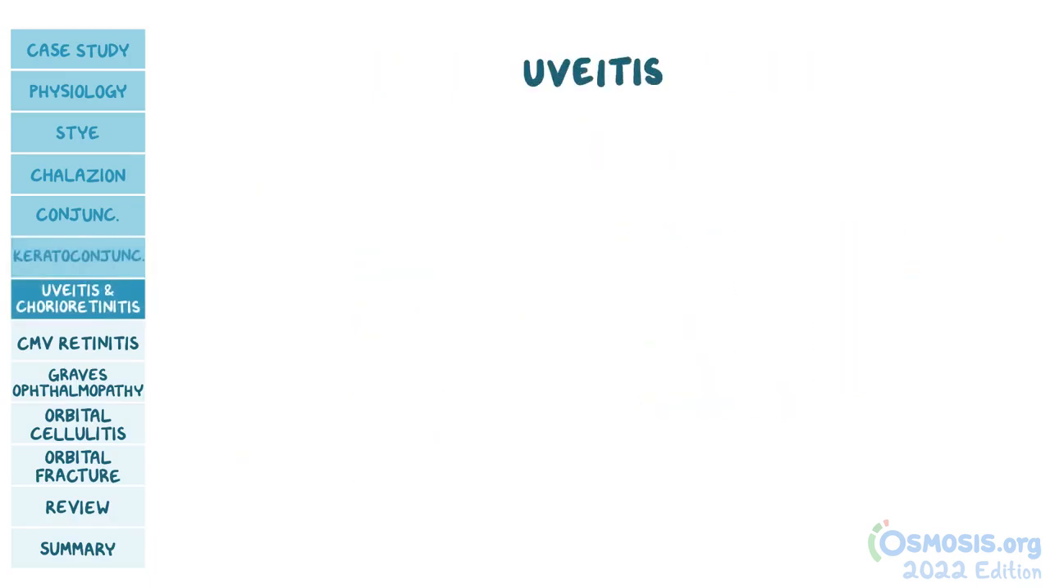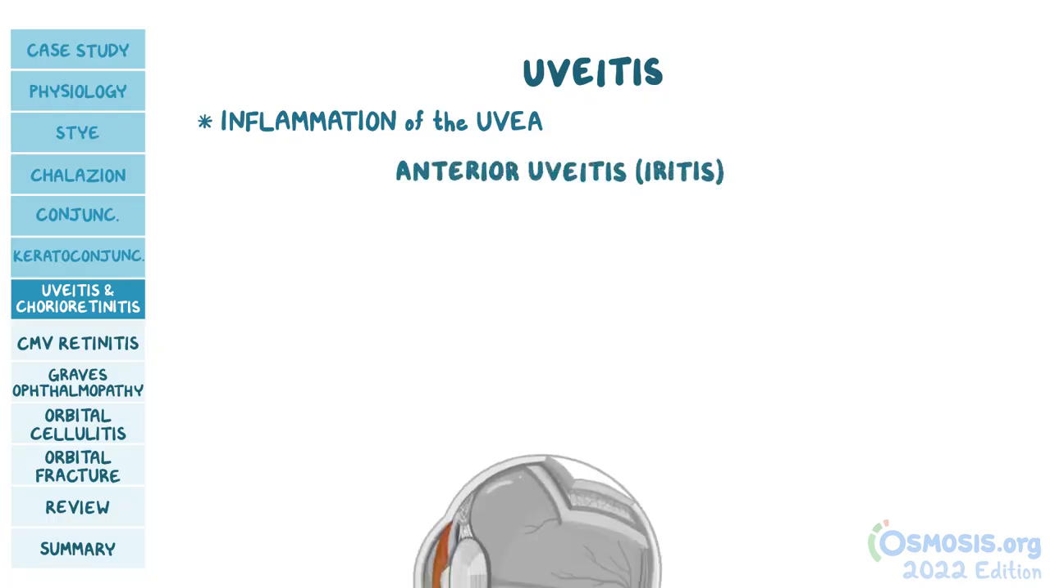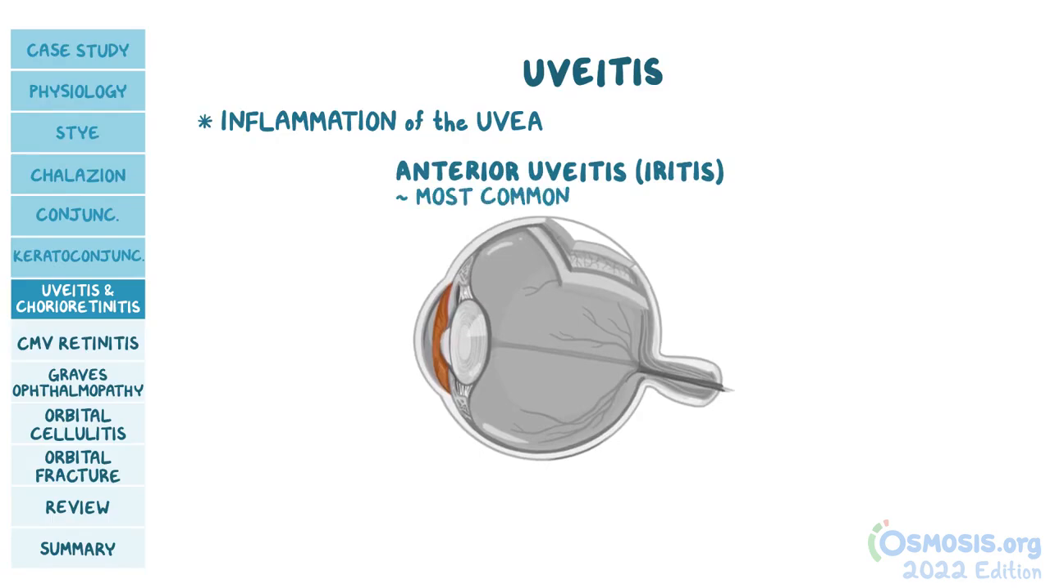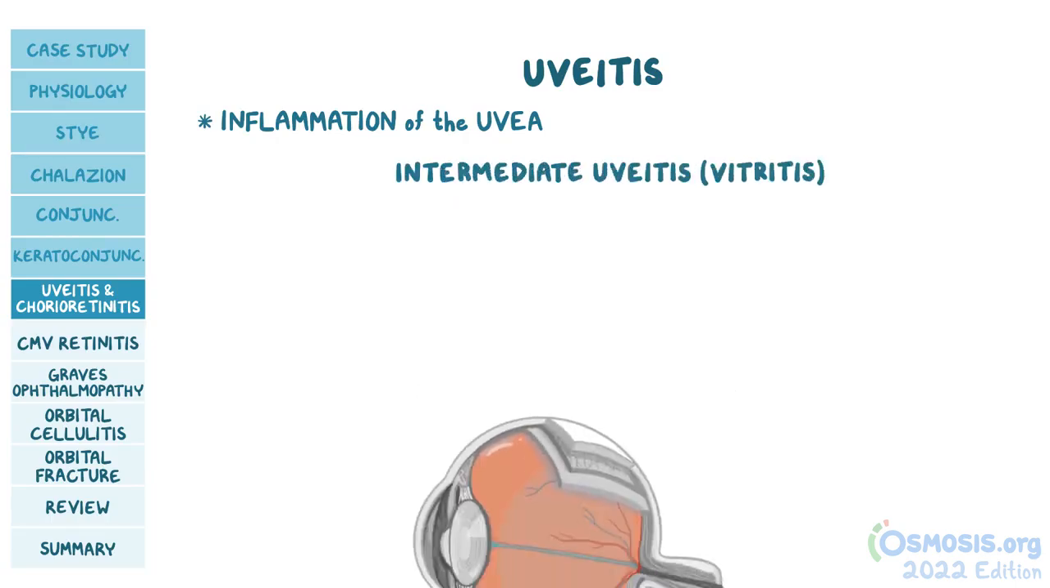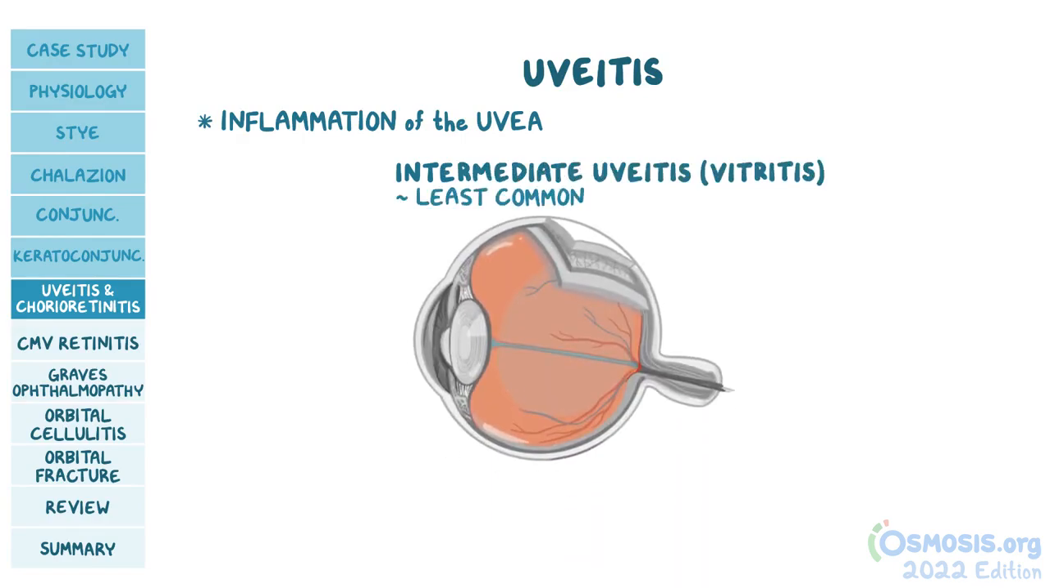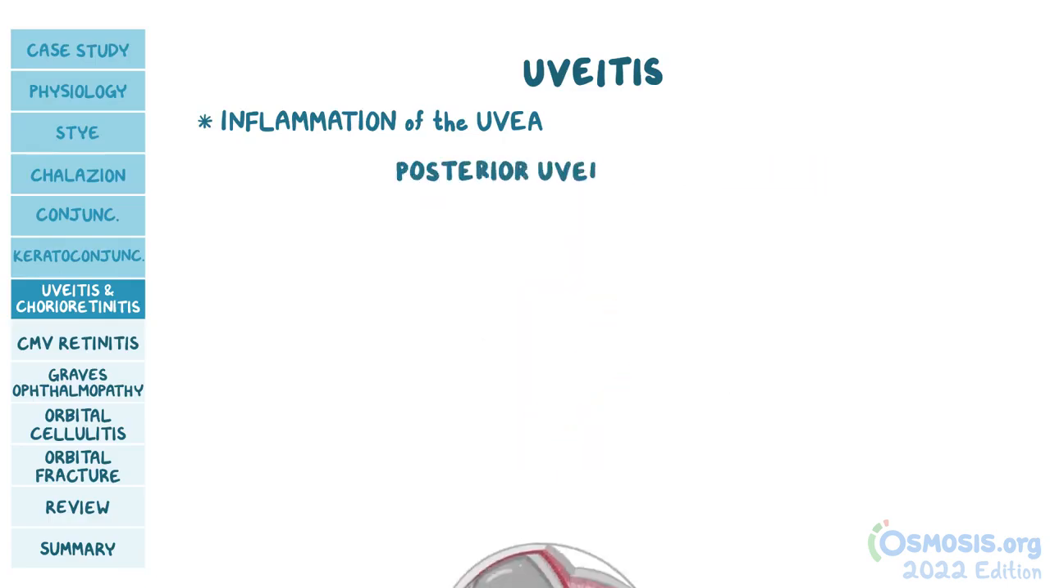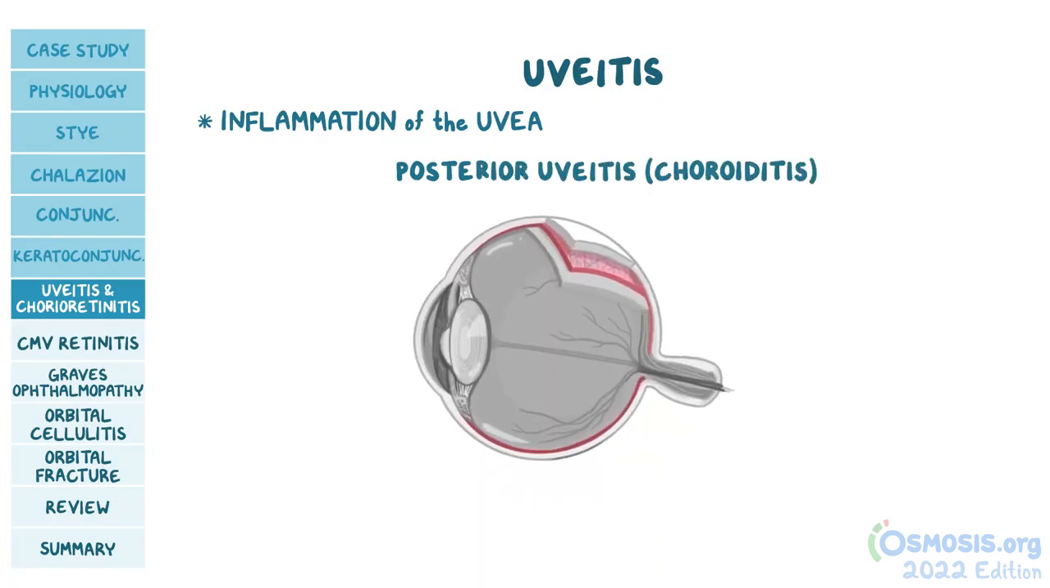Next is uveitis, which is inflammation of the uvea. There are three main types of uveitis: anterior uveitis, or iritis, which is the most common one and affects the iris; intermediate uveitis, or vitritis, which is the least common and affects the vitreous body; and posterior uveitis, or choroiditis, which affects the choroid, which is the thin pigmented vascular coat of the eye.